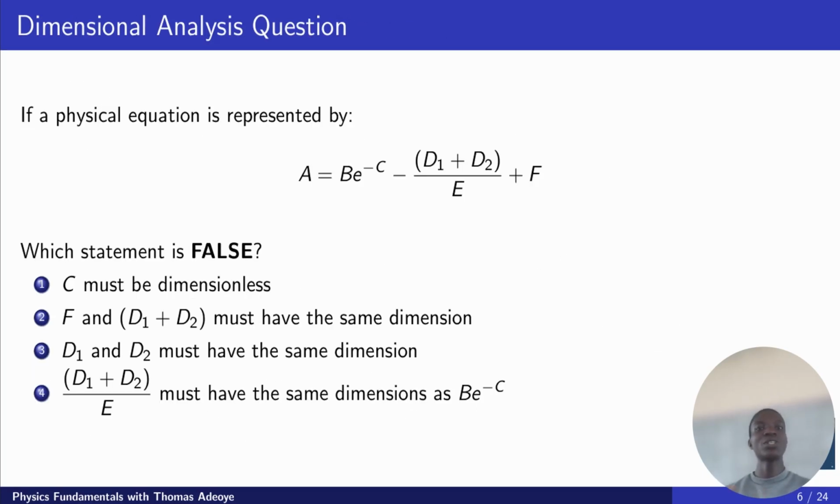So if a physical equation is represented by this, A equals B exponential minus C, minus open brackets D1 plus D2 all over E, plus F, we have this question to solve. Then which statement is false? So this is an MCQ question. The first statement is that C must be dimensionless. The second statement, you can see, the third statement and the last statement. Okay, so I would suggest that you pause this video, try this on your own, then come back to the video to see my solution.